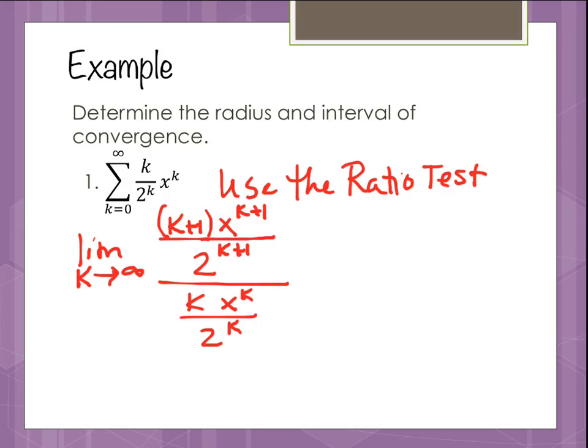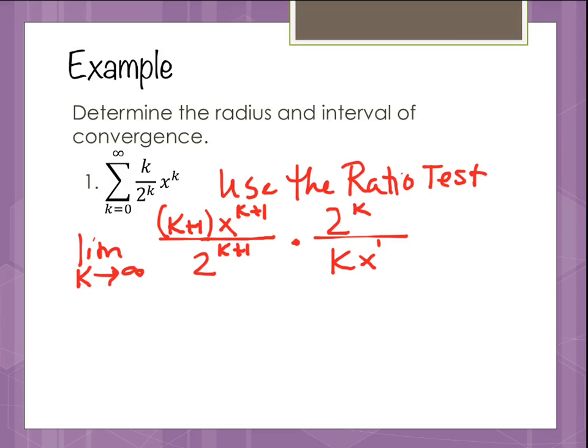Now, you don't have to write it this way, right? I don't have to write a double fraction, complex fraction notation. What could I do instead? Multiply by the reciprocal. If you don't want to start by writing this, and I'm going to cut mine and redo it, you can start by multiplying by the reciprocal. So the reciprocal would be 2 to the k over k, x to the k.